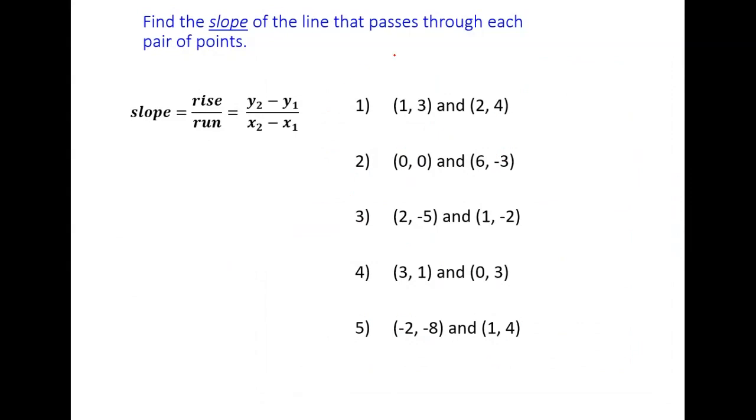So we want to find the slope of a line that passes through each pair of points. So we have this formula y2 minus y1 over x2 minus x1. So we're going to say x1, y1, x2, y2. So let's do the first one first. So I have m, or slope, is equal to y2 minus y1 over x2 minus x1. So I gave my y2 to be 4, my y1 is 3, my x2 is 2, and my x1 is 1.